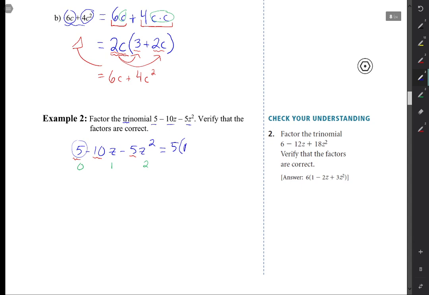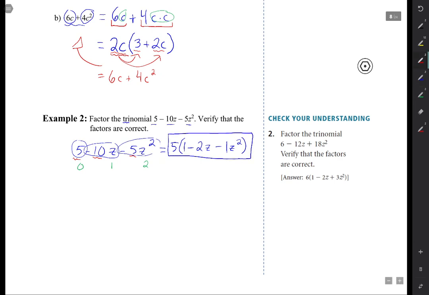Okay, now let's look at the next term. 5 times what would give me negative 10z? Well, 5 times negative 2 would give me negative 10. And we didn't factor out a z, so that z just stays in there. And now 5 times what would give me negative 5z squared? Well, that would be negative 1. And the z squared just stays the same in there because we didn't factor out any z's. So this is our final answer here. We factored out the 5. That's the only thing we can factor out.